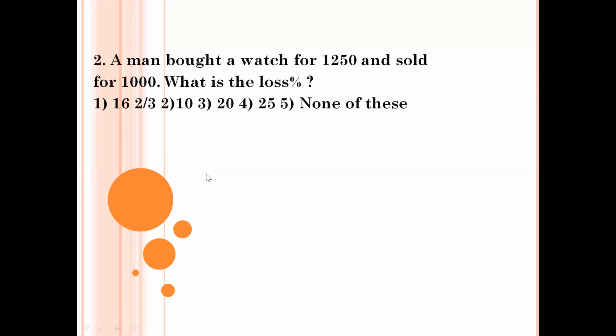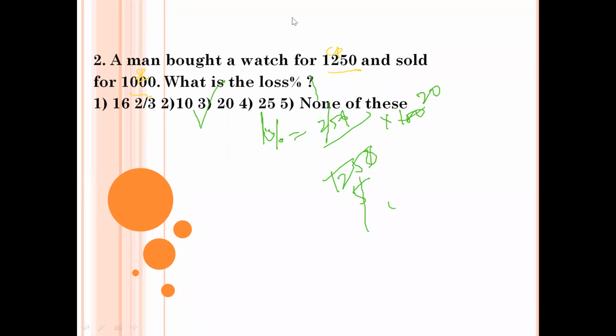Next one. A man bought a watch for 1,250 and sold for 1,000. What is the loss percentage? Here, this is the watch price, cost price. This is the selling price. Cost price is more than the selling price, so automatically we get loss. So loss percentage equals loss, 1,250 minus 1,000, which is 250, divided by cost price 1,250 into 100. Zeros get cancelled. 25 1s are 25, 25 5s are 125, 5 1s are 5, 5 2s are 10. 20%. Option number 3 is the right answer.